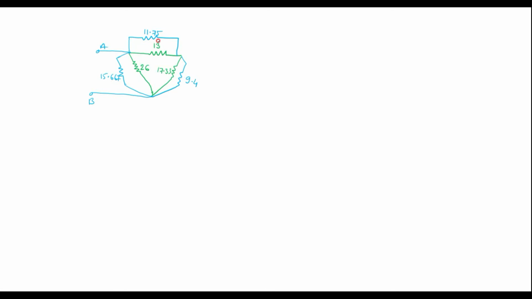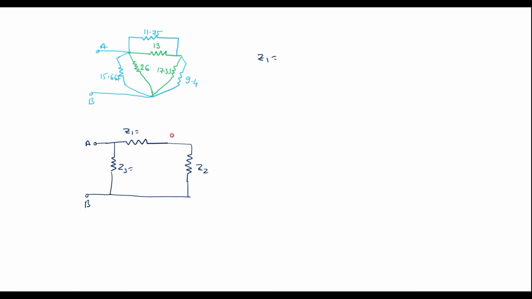Now we can observe that these two resistors are in parallel. We can replace them with a single resistor. Similarly, these two resistors are replaced by a single resistor, and these two also. The equivalent circuit looks like this. Say this is Z1, this is Z2, and this is Z3. This is node A and this is node B. Now let's calculate Z1, Z2 and Z3.